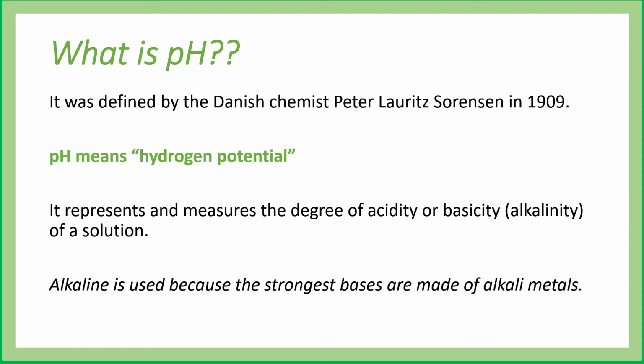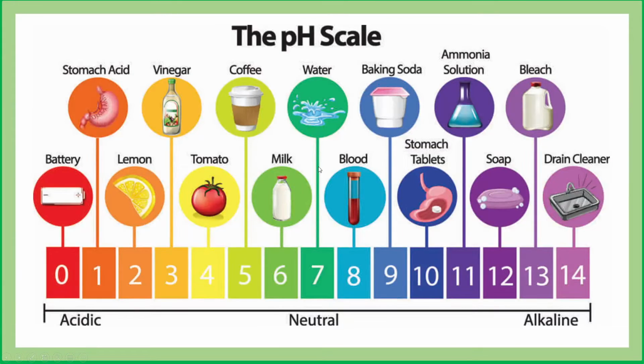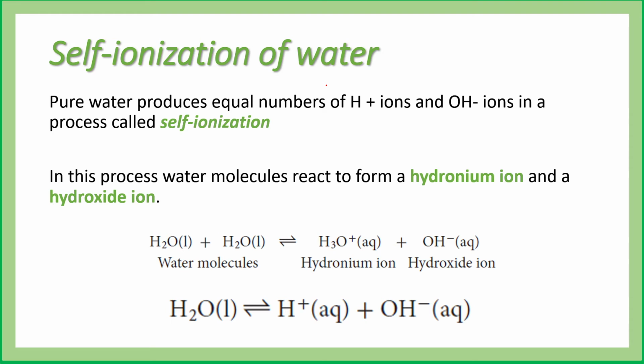So first, as I mentioned in the previous class, pH means hydrogen potential, and this is because it's related with the hydrogen ion concentration. And if you remember from the previous classes, it goes from 0 to 14, from the most acidic to the most alkaline substances, and in the middle we have water. And that's important because we will start with the self-ionization of water, a topic that we have already covered in the previous class. And it is just how the water can ionize itself and produce hydronium ions and hydroxide ions.